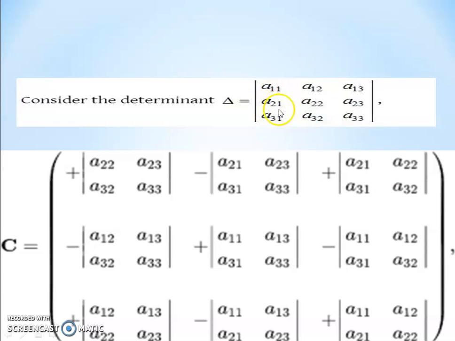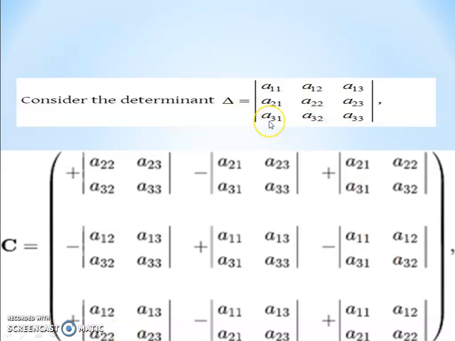Next one is A21, second row, first column. Skip them. What is remaining? A12, A13, A32, A33. I highlight here. Next, A22, second row, second column. What is remaining? A11, A13, A31, A33. I highlight here. Next, A23, second row, third column, skipping. A11, A12, A31, A32. I highlight here.